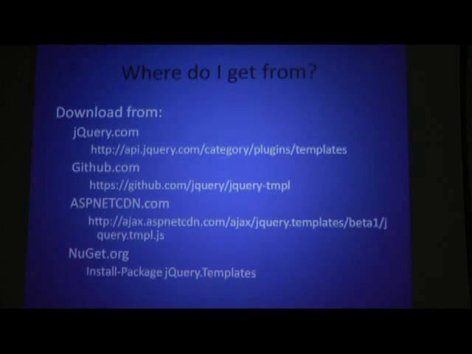So where do I get the jQuery template from? You can either get this from jQuery.com, but if you want to get the latest bits and pieces, you may want to get this from GitHub. This is where the development team checks in the source code. And if you want to use this on your test machine or in your production server, then instead of downloading this on your server, you can directly refer to a CDN, and it's currently hosted in the ASP.NET CDN.